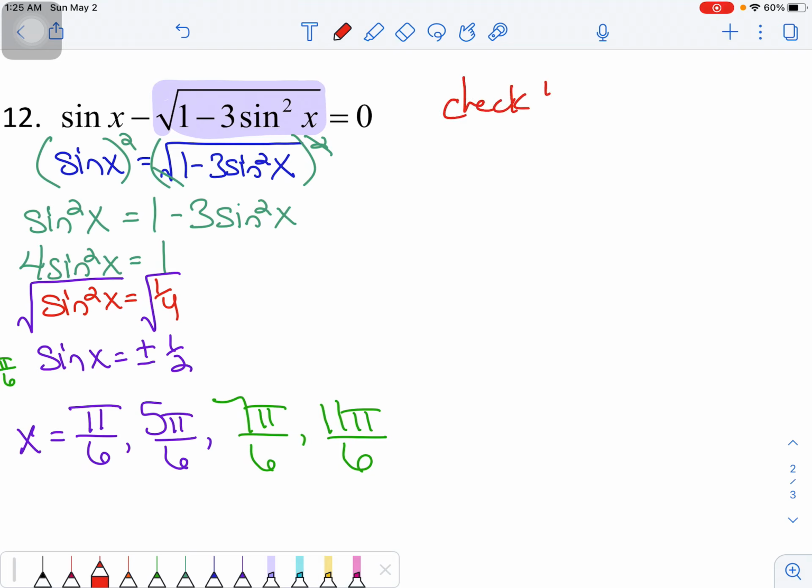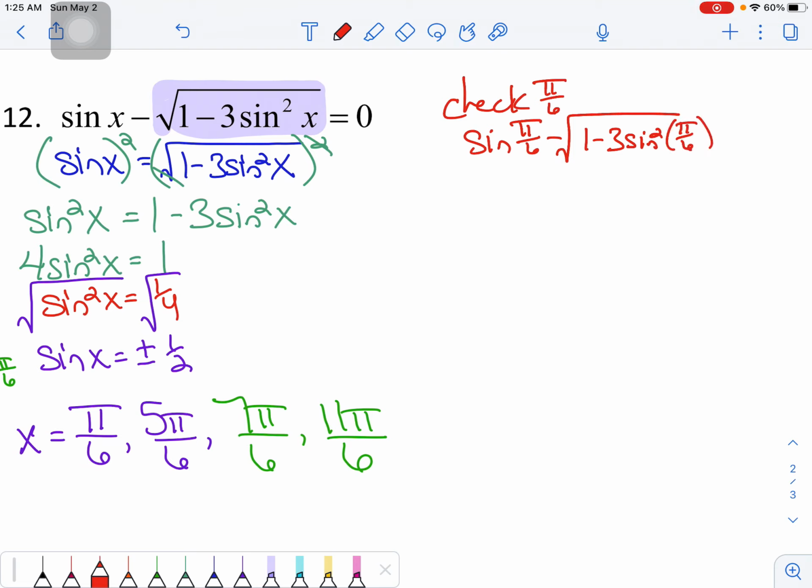So I'm going to start by checking pi over 6. What that means is I'm going to go back to the original function here, and every place I have an x, I'm going to replace it with pi over 6. So sine of pi over 6 minus the square root of 1 minus 3 sine squared pi over 6, and that's supposed to equal 0.